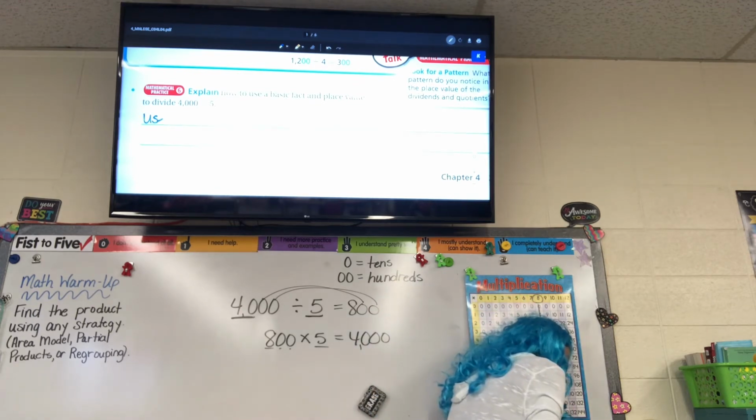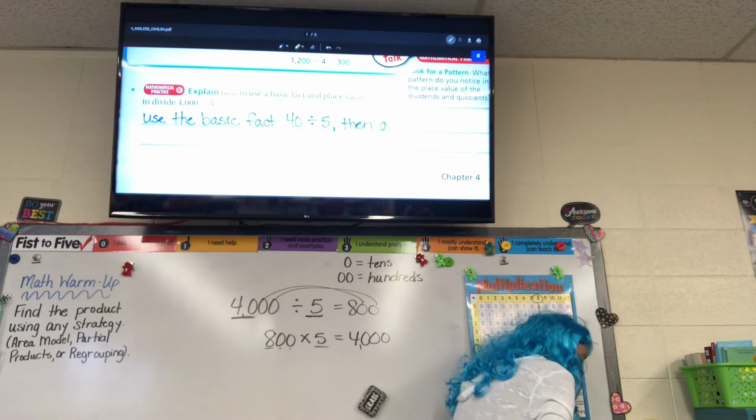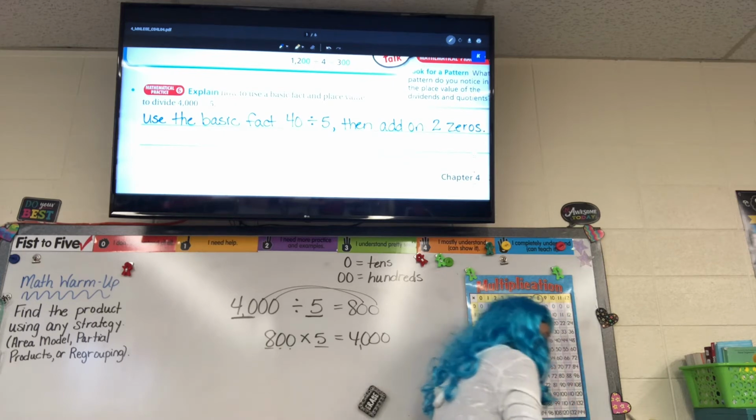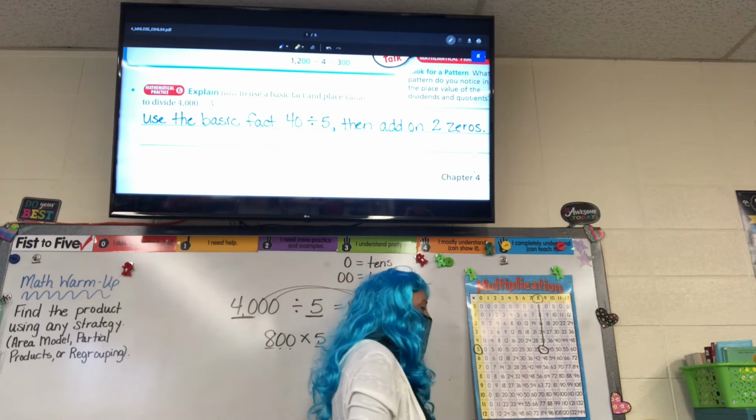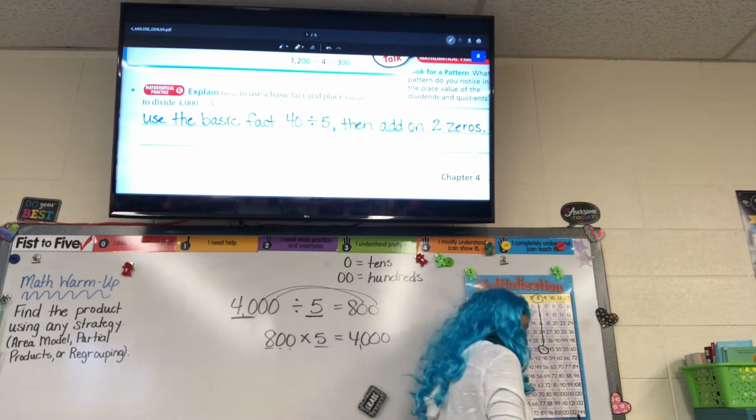Use the basic fact 40 divided by 5, then add on 2 zeros. Okay? Use the basic fact 40 divided by 5, then add on 2 zeros.